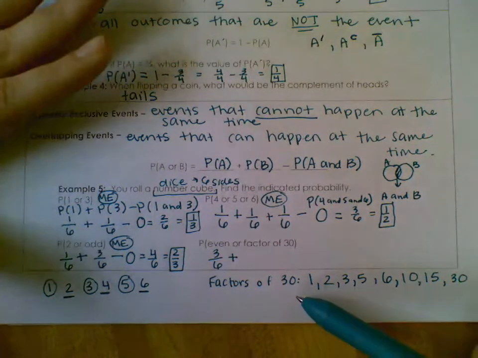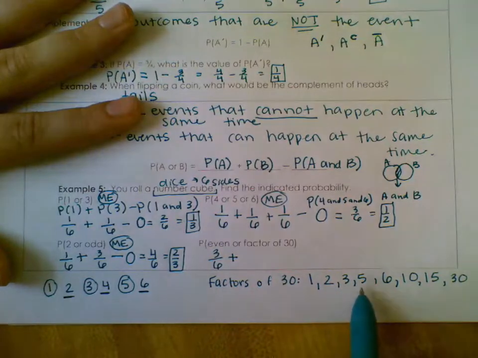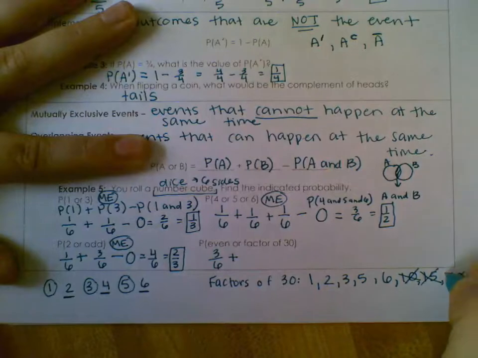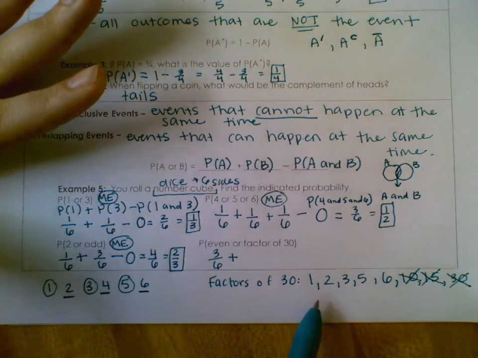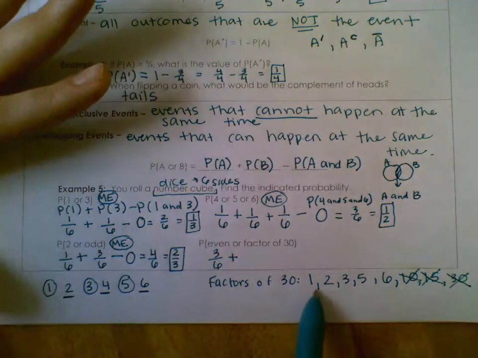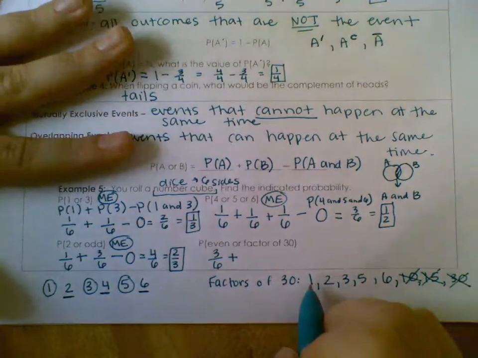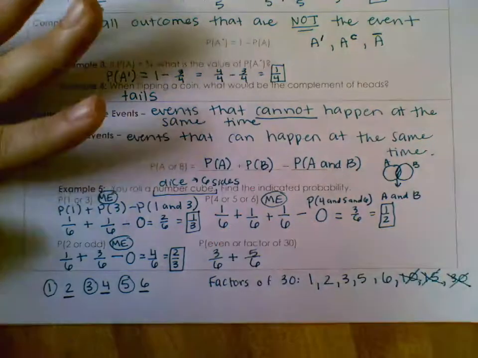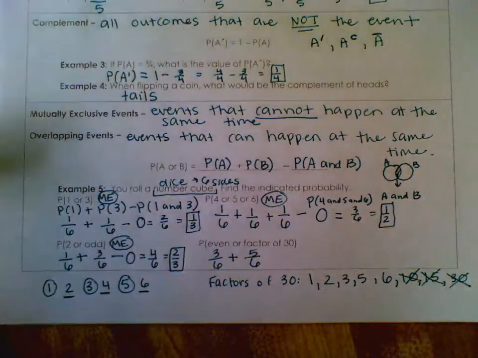Now, is it possible to roll all of these numbers on my dice? The answer is no. I could roll a 1, 2, 3, 5, or 6 on a dice, but I cannot roll 10, I cannot roll 15, and I cannot roll 30, so I'm not going to consider those numbers. So the numbers that are factors of 30 and also could be on a dice are 1, 2, 3, 5, and 6. So how many numbers are factors of 30? 1, 2, 3, 4, 5 numbers are factors of 30 out of the 6 numbers total on a dice. 4 is the only number on a dice that is not a factor of 30.